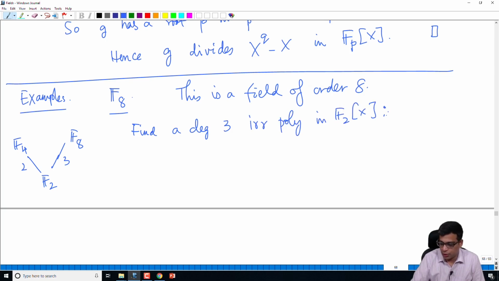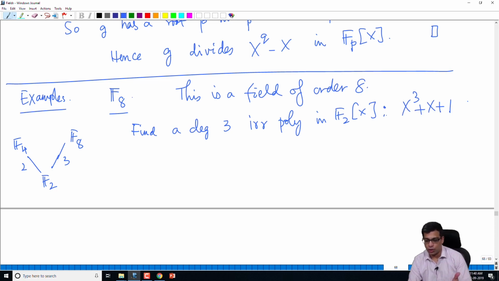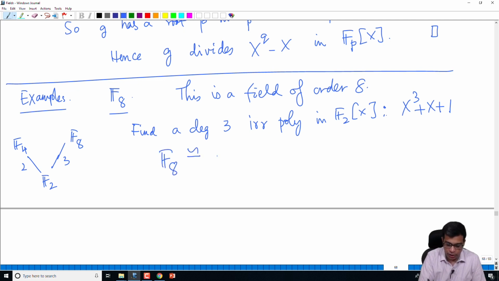Okay, so it is very easy to check, for example, that f is given by x cubed plus x plus 1. This has no root. 0 is not a root of this because 0 plus 1 is 1, which is not 0. 1 is not a root of this because 1 plus 1 plus 1 is 1, which is not 0. This is irreducible, and F8 will be actually equal to F2[x] modulo x cubed plus x plus 1.